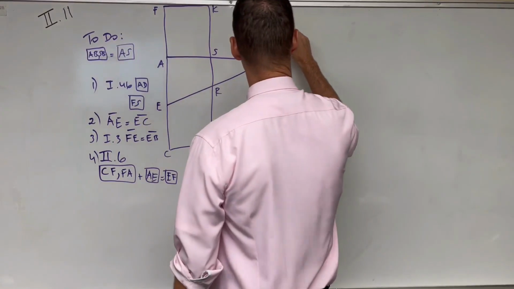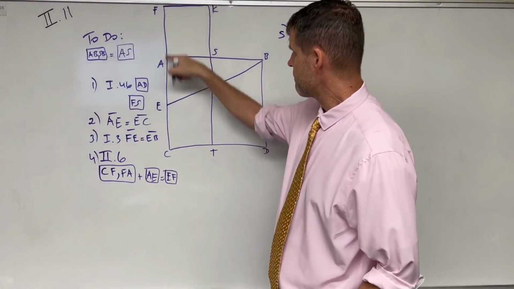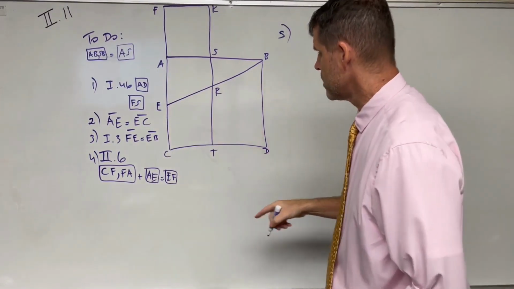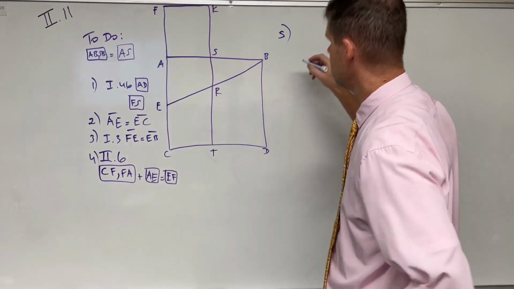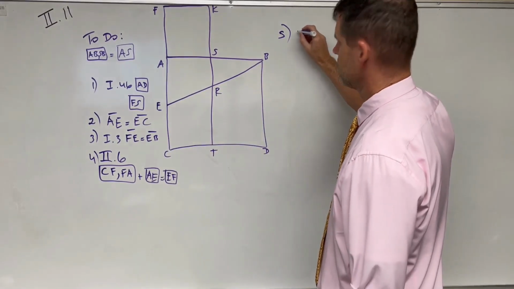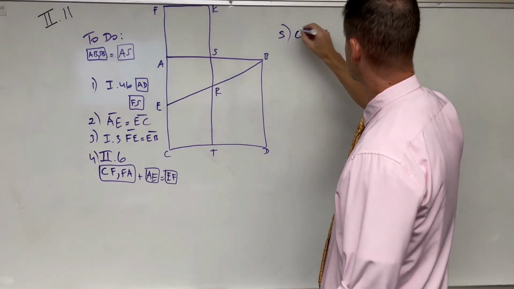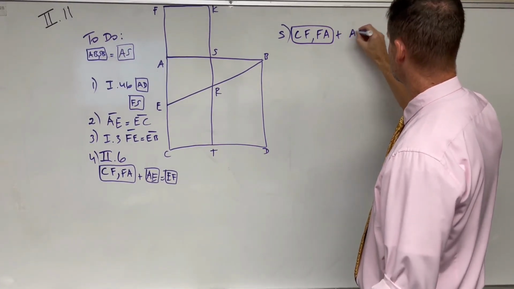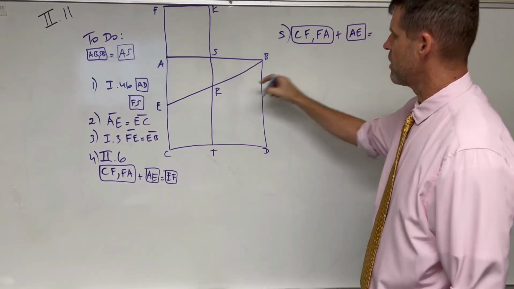We're up here at step 5. But we know that EF was made equal to EB. That's what we did in step 3. So we're going to replace the square on EF with the square on EB for our step 5. The rectangle CF, FA, plus the square on AE equals the square on EB.